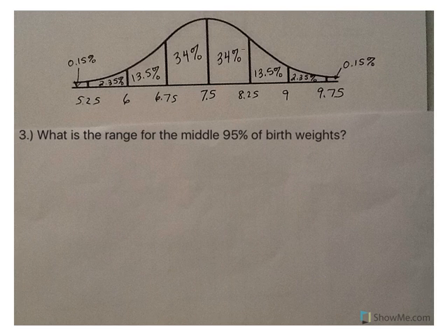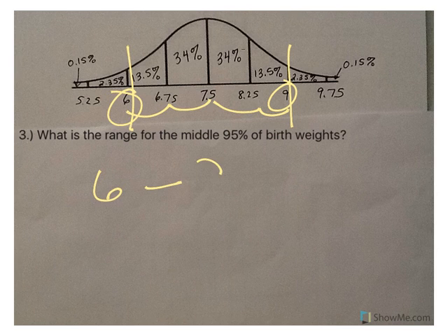What about the middle 95%? Well, now we're two standard deviations away, because 95% is two standard deviations, so I'm going from 6 pounds to 9 pounds. So we would expect 95% of our births of our new babies to be between 6 and 9 pounds.